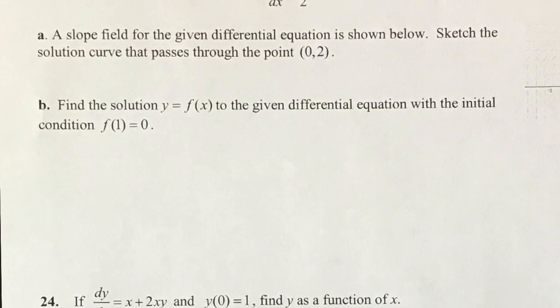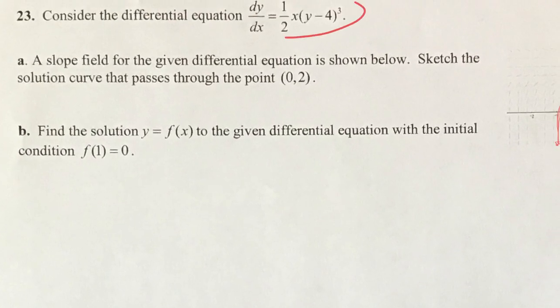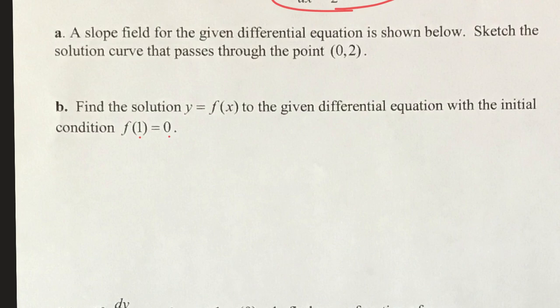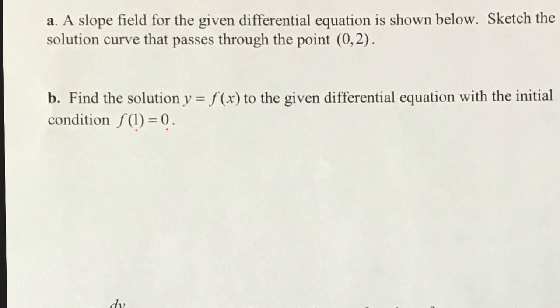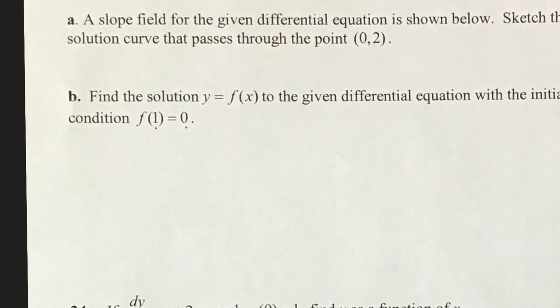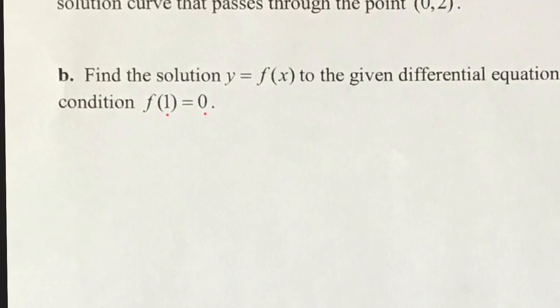So now we need to find the solution. So this is our differential equation, right? So we have to find the solution given the point 1, 0, x is 1, and y is 0. Okay, and this is where the doozy part comes in. Okay, just to let you know. So we're going to separate our variables.